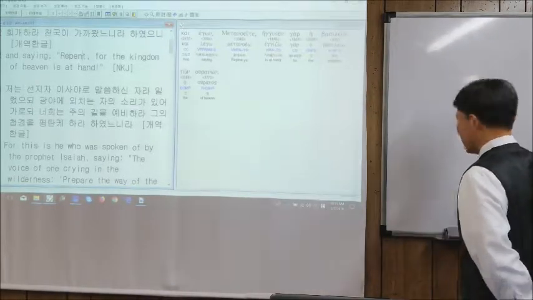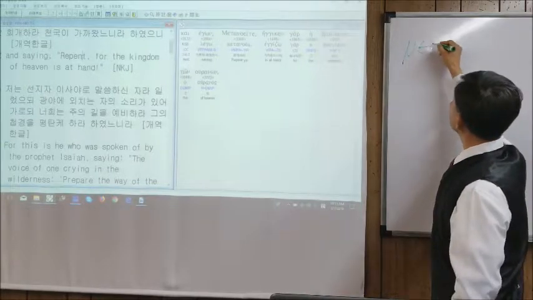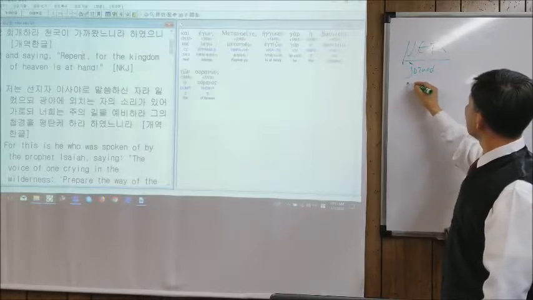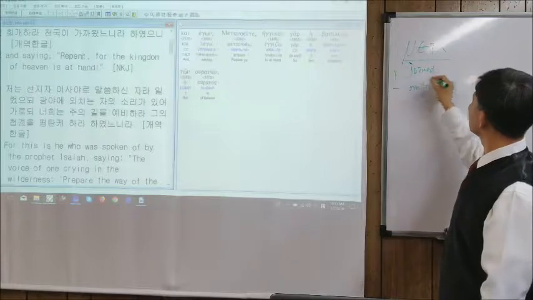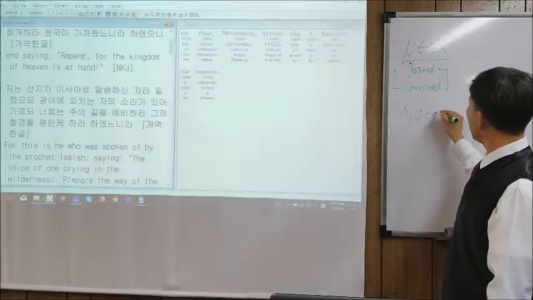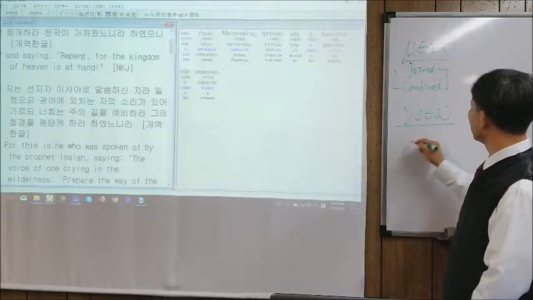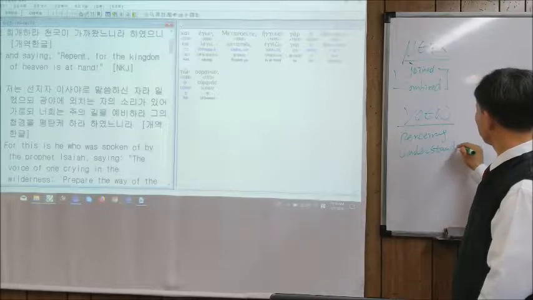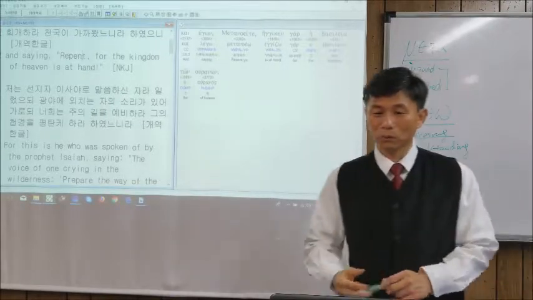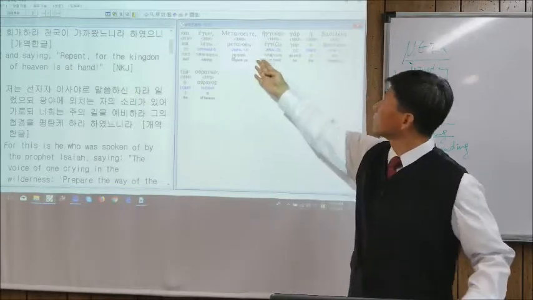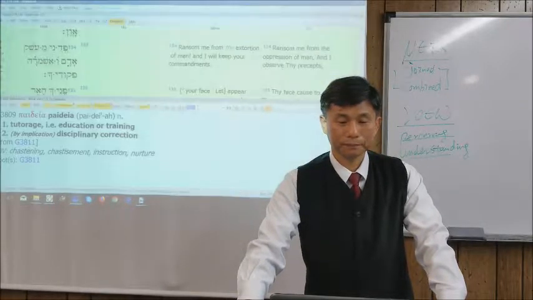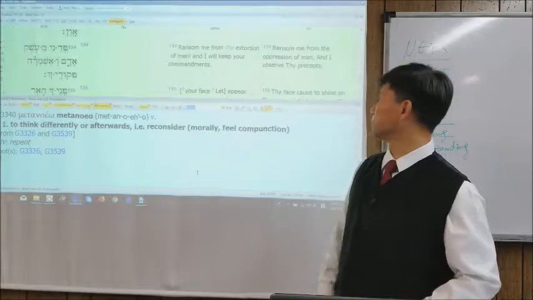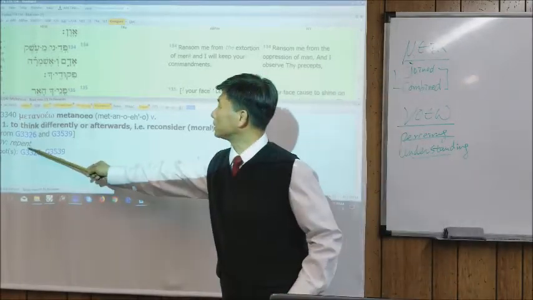We haven't studied a preposition yet, but meta is the preposition. Meta. So what is the meaning of meta? Joined, right? Combined, right? So that's the meta. And then noeo, right? Noeo is what? Perceiving, right? Understanding. Because noeo comes from nous. We can look at the dictionary, the Strong number 3340. So metanoeo, the dictionary says to think differently, reconsider. And then King James translate repent, right?